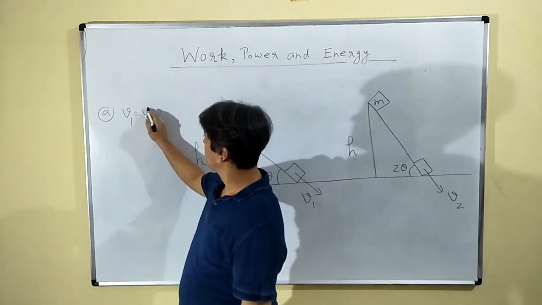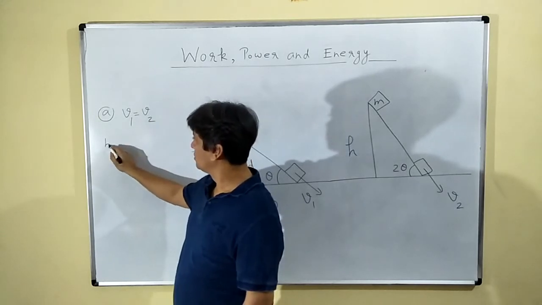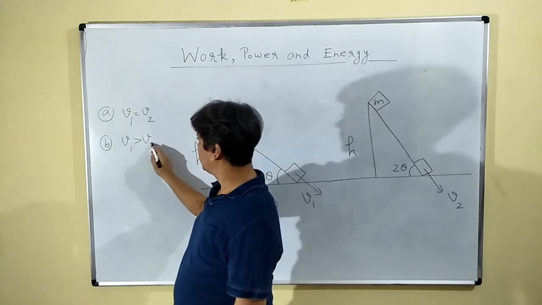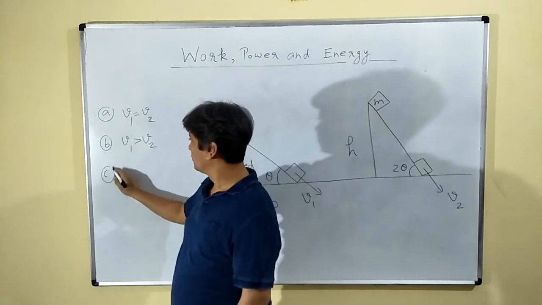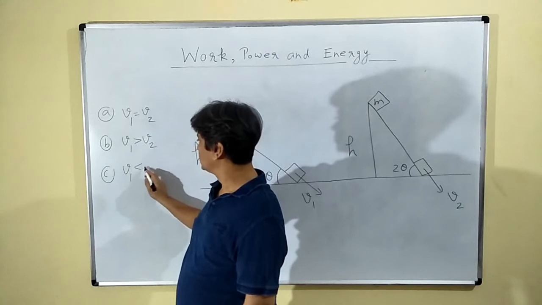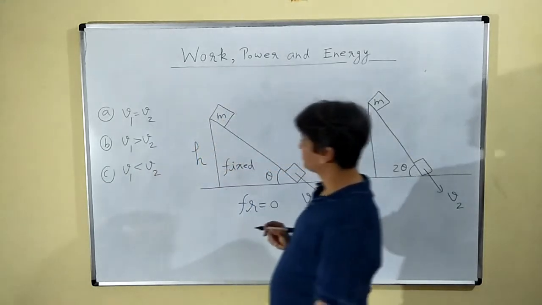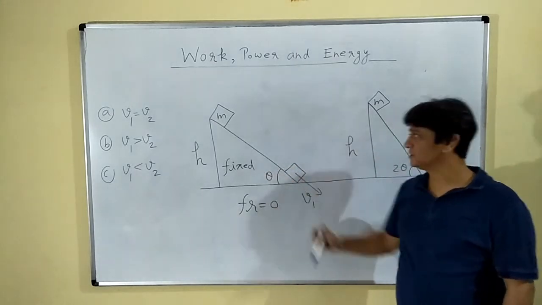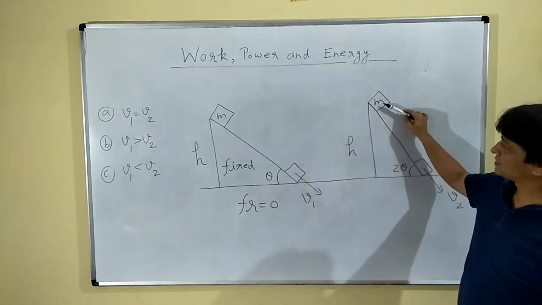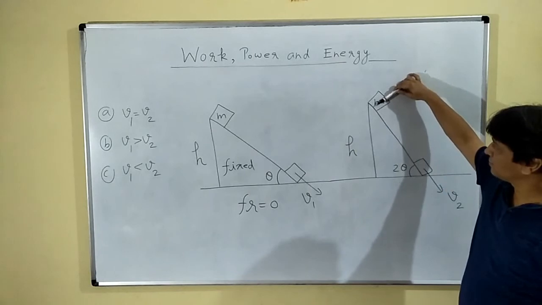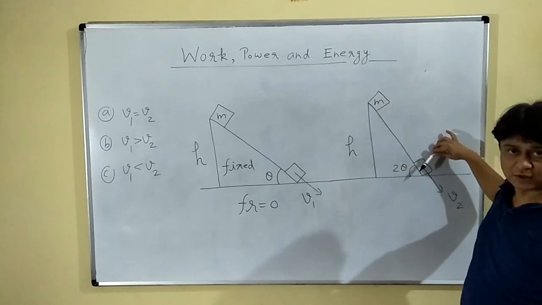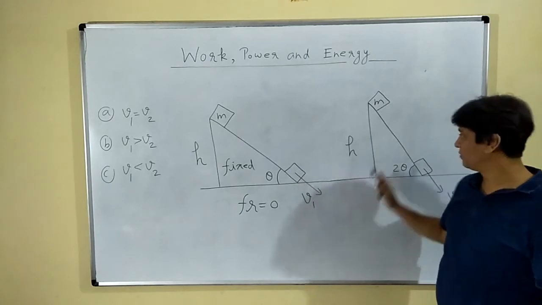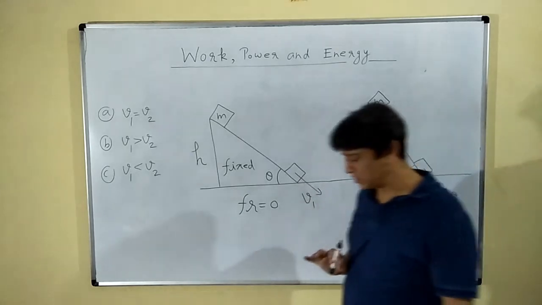v1 equals to v2, v1 is greater than v2, v1 is less than v2. Both are fixed inclines. Object slides down from the top of the incline on this smooth surface. There is no friction. At the bottom, velocity is v1. At the bottom, velocity is v2.